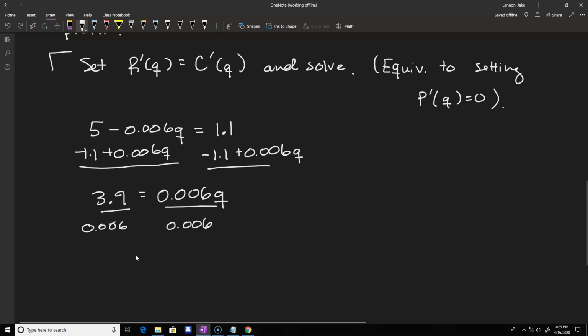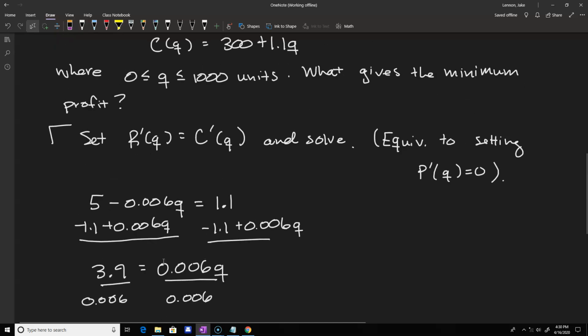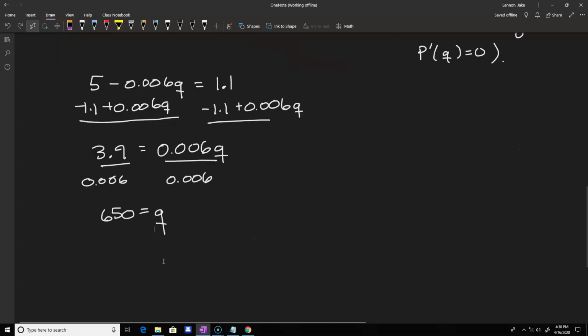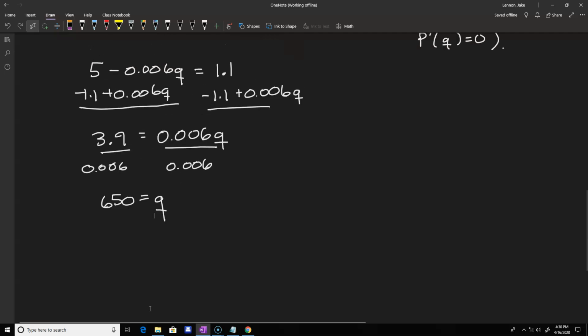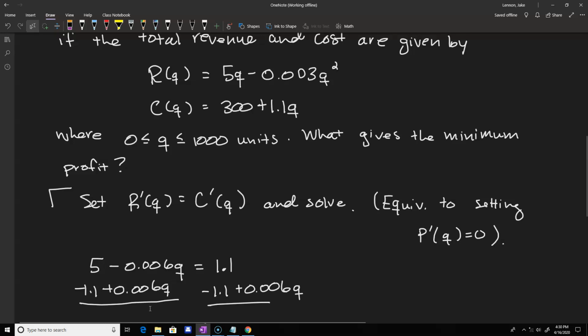And so this gives us a quantity of 650. So that tells us what gives the minimum profit. So our conjecture is that this is going to be giving us the minimum profit. What kind of thing do we have, though? We actually have a continuous function on a closed interval because we have Q going from 0 to 1,000. So what we can do is set up our profit function and then test the 3 critical points.